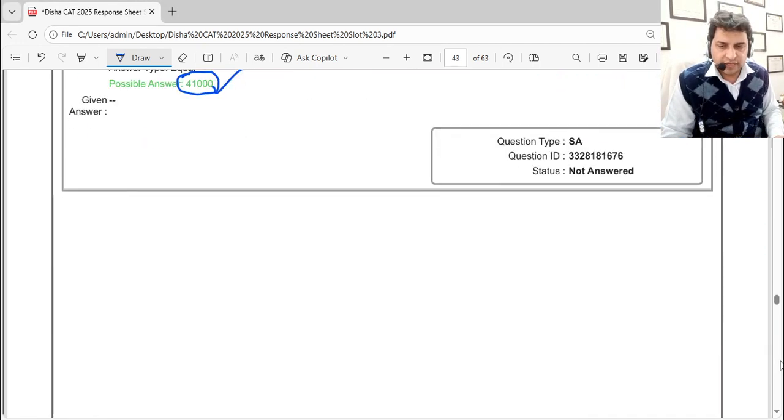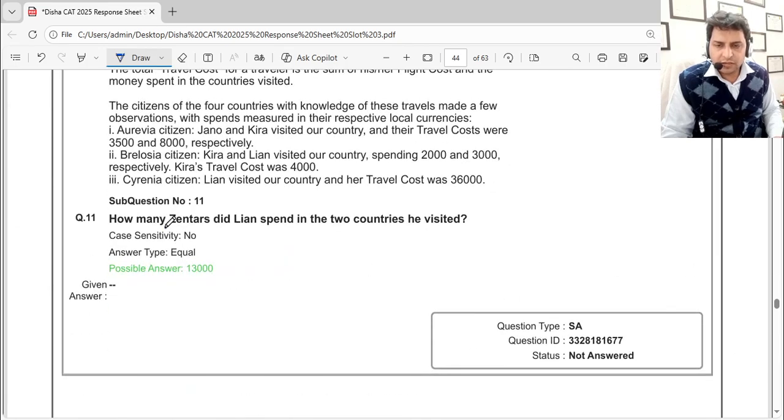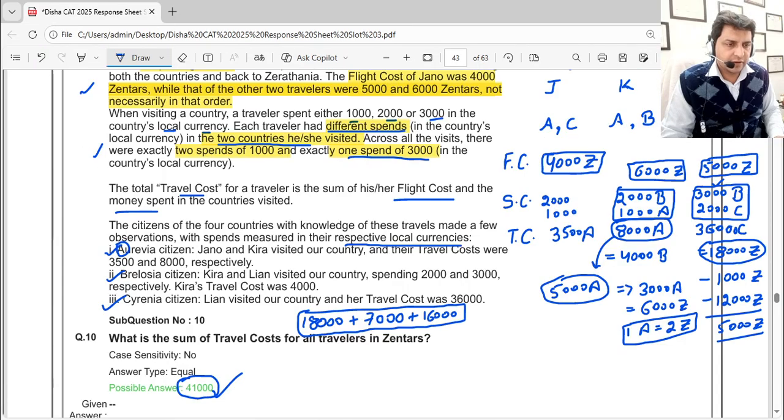Look at the next question we have. How many Zentars did Lian spend in 2 countries? Only spend. So Lian spent 3000 B and 2000 C.